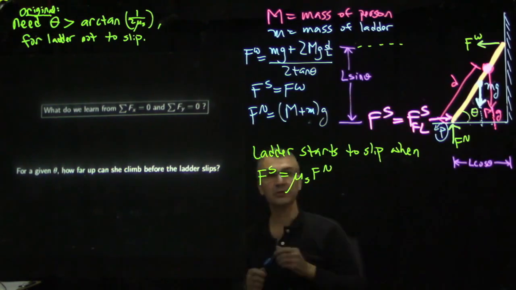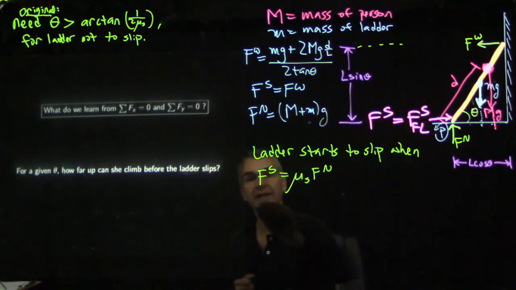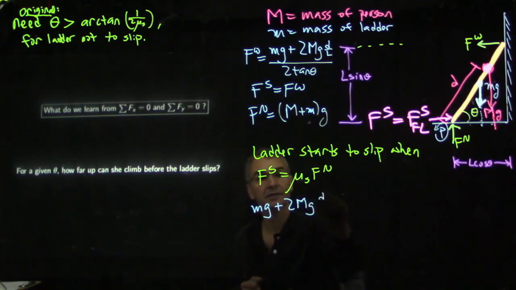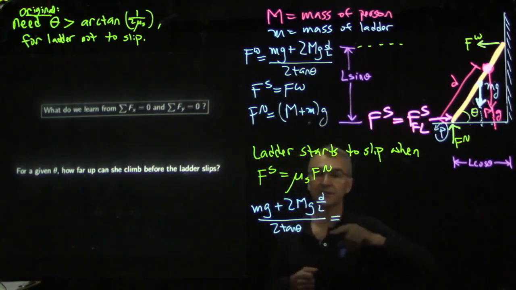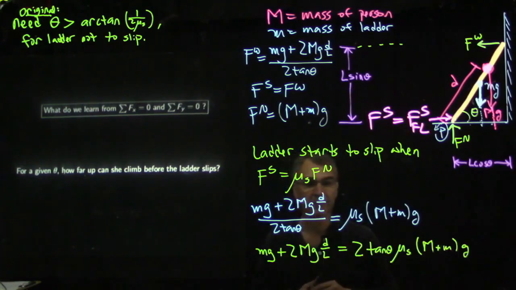So you know the ladder will slip if the F static that we require is bigger than or equal to mu static F normal. So F static is little mg plus 2 big mg d over L, divided by 2 tan theta. And if that is bigger than or equal to mu static times the sum of the two weights, then the ladder will slip. So we want to know how far up the ladder she can climb before the ladder starts to slip. So I guess we really want d, or d over L.